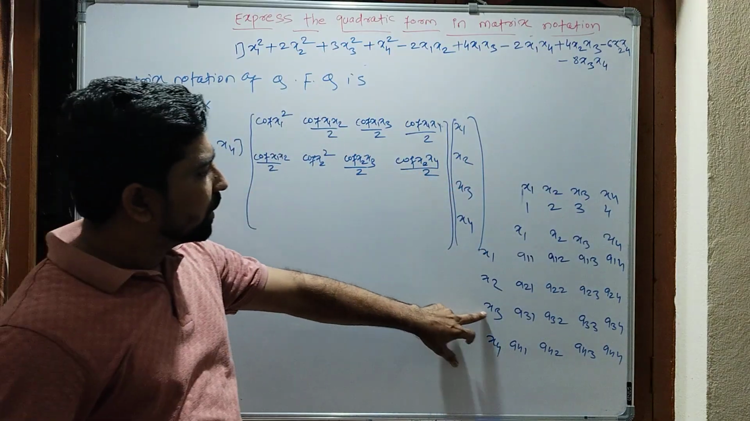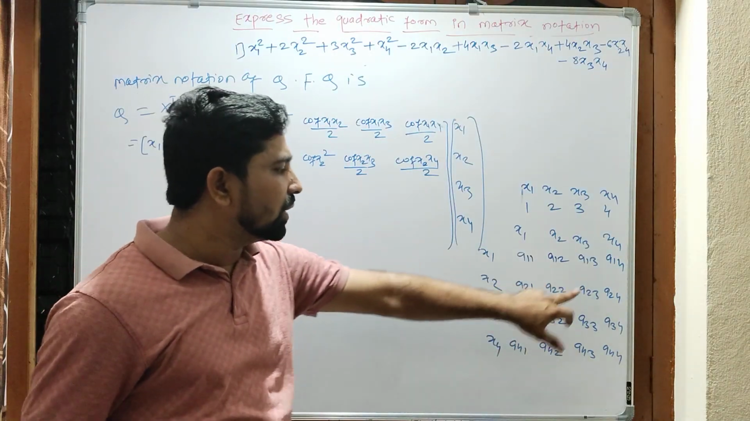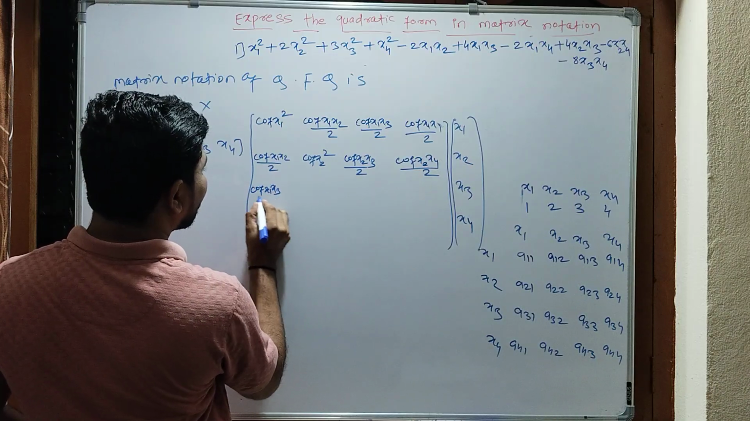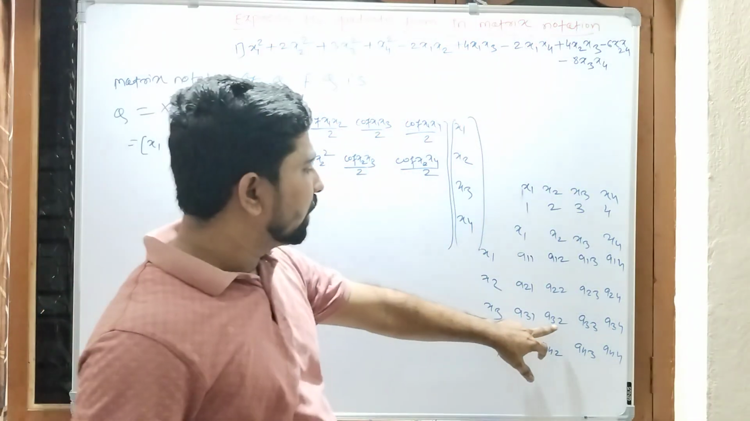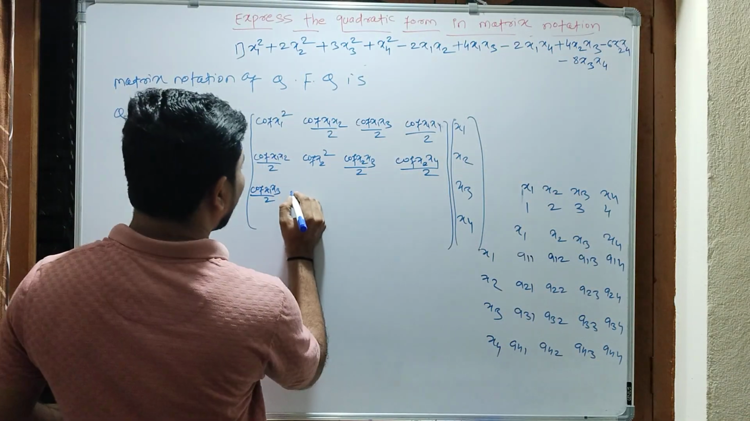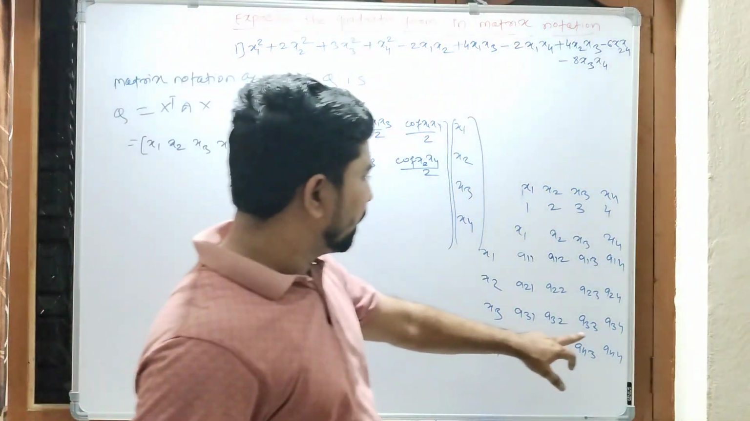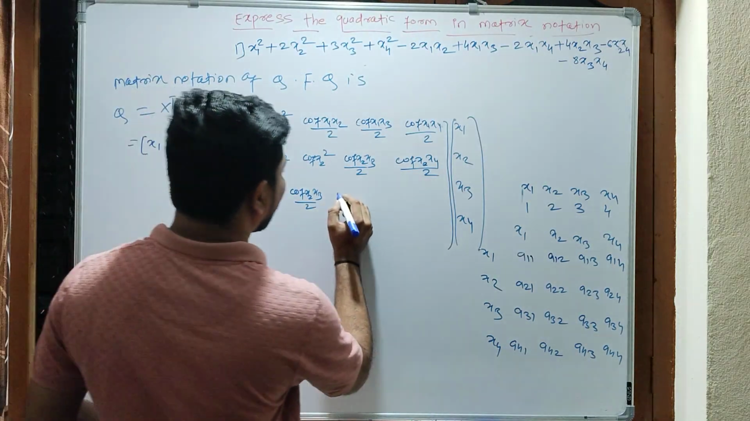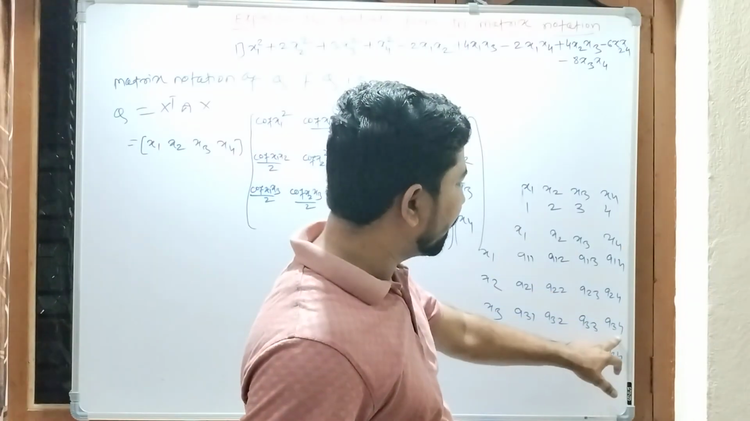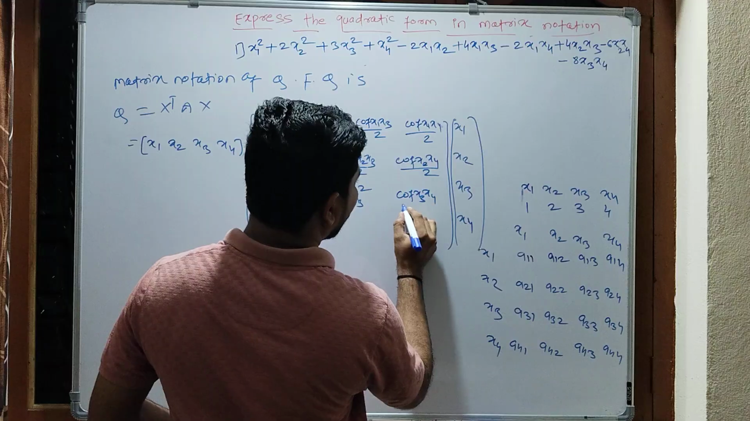Now the third row, x3 x1. But a31 is the same as a13, so write the coefficient of x1 x3 divided by 2. Then x3 x2 is the same as x2 x3, so the coefficient of x2 x3 divided by 2. Then x3 x3, the coefficient of x3 square. Then x3 and x4, the coefficient of x3 x4 divided by 2.